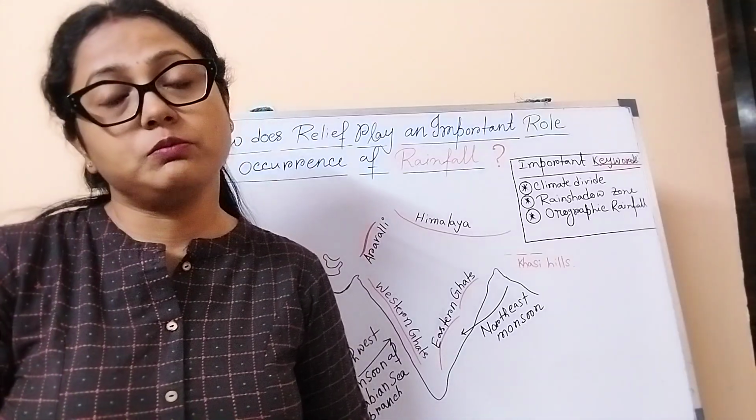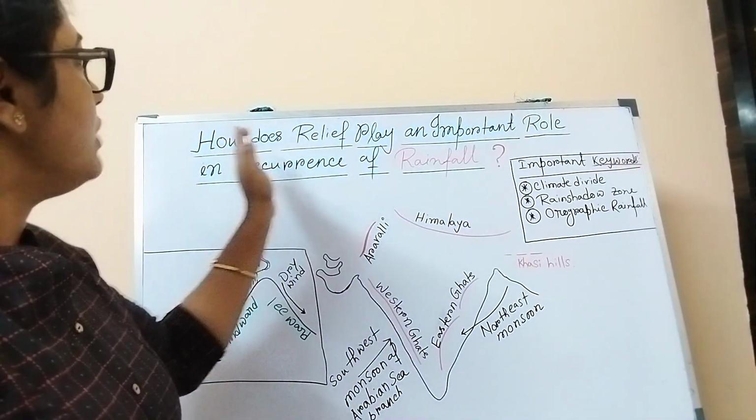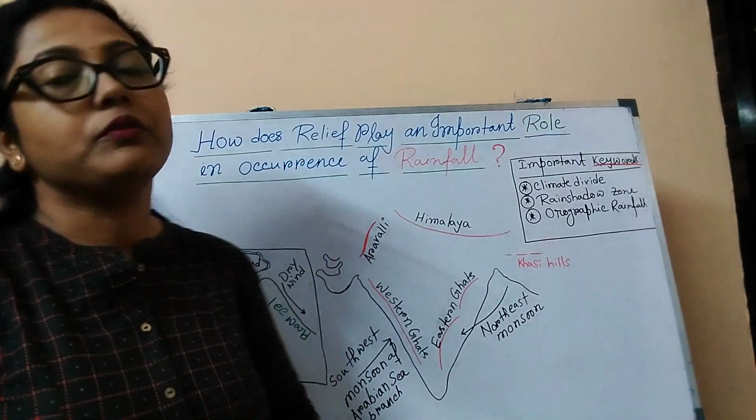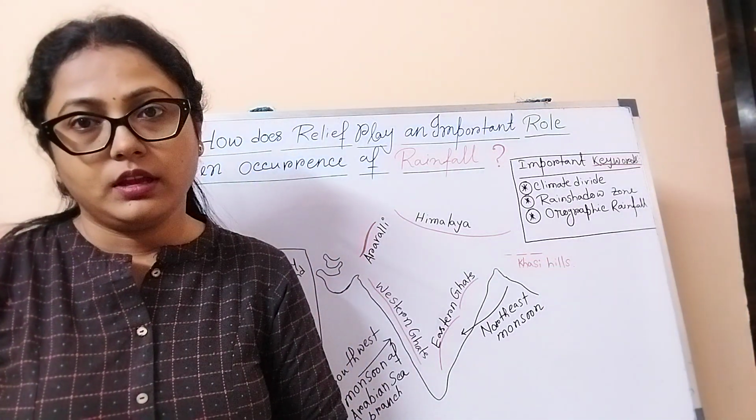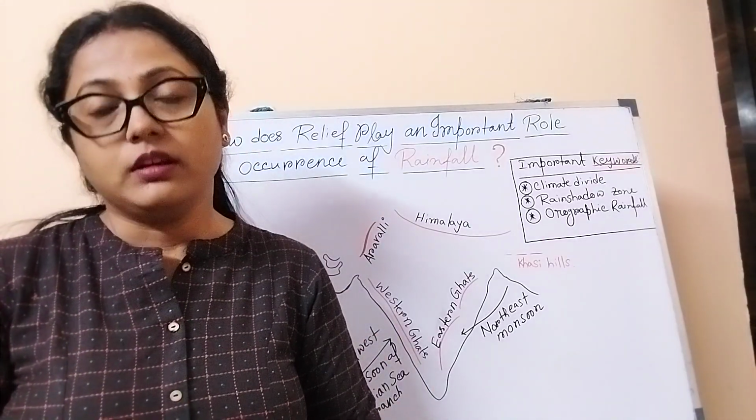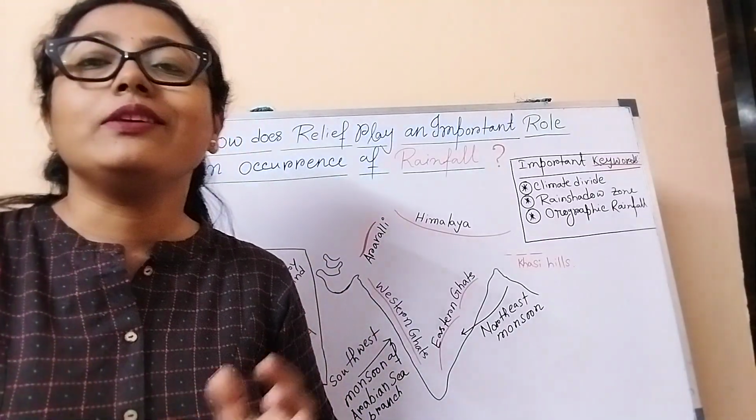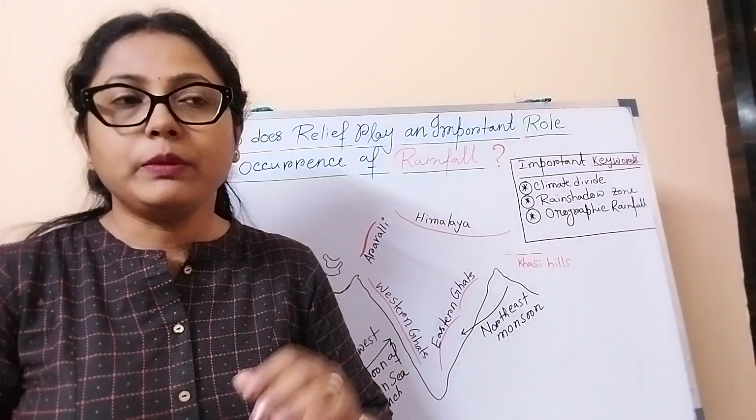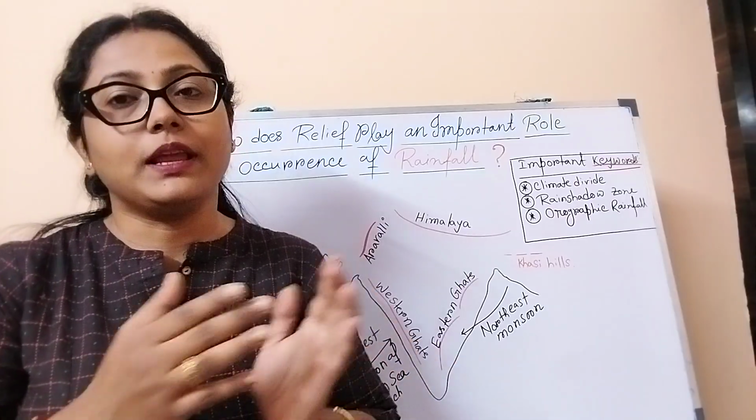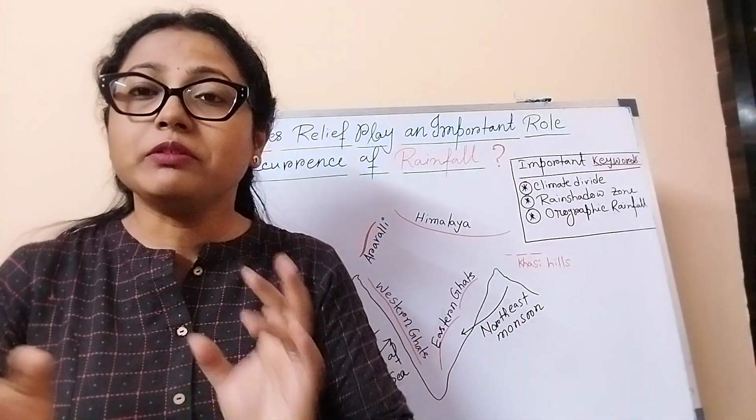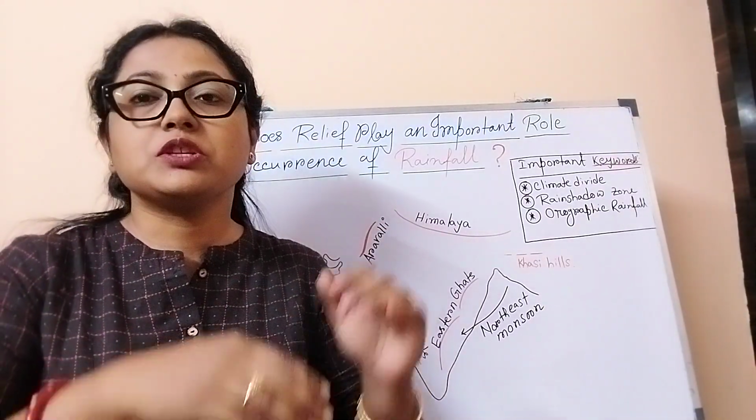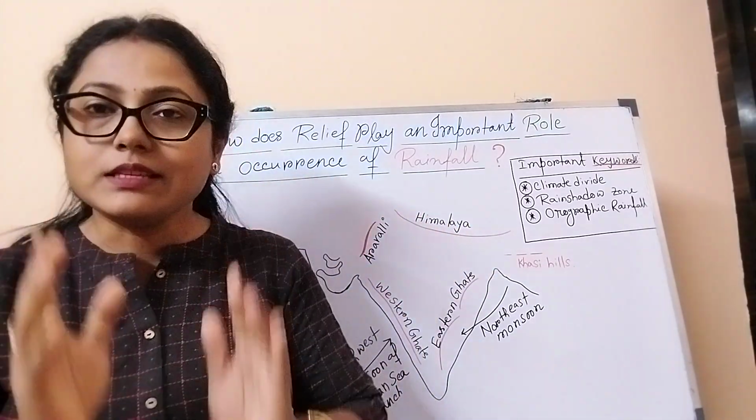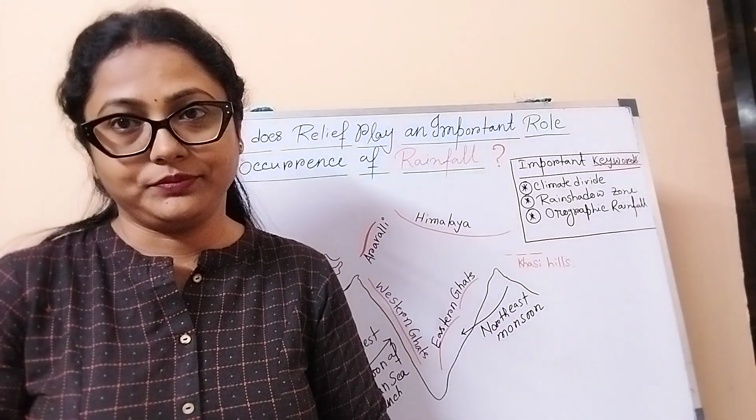On today's class, we will learn about how relief plays an important role in the occurrence of rainfall in India. Now, what is this relief? Relief means the unevenness or the shape of the land. That means these mountains, plateaus, plains, whatever we can see, which gives a shape to our landform. That is only called relief.